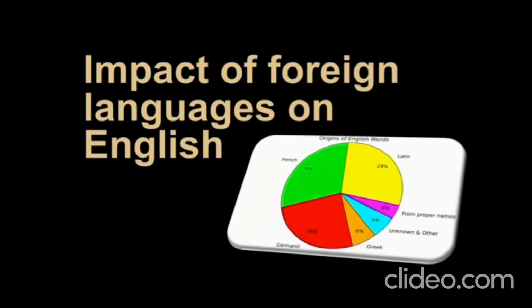Moving on to the next topic, impact of foreign languages on English. It's well known that the English language has been heavily influenced by other languages throughout history. The impact of foreign languages on English can be seen in its vocabulary, grammar, and syntax. Now we are going to explore the historical and cultural factors that have shaped English into the language we know today.